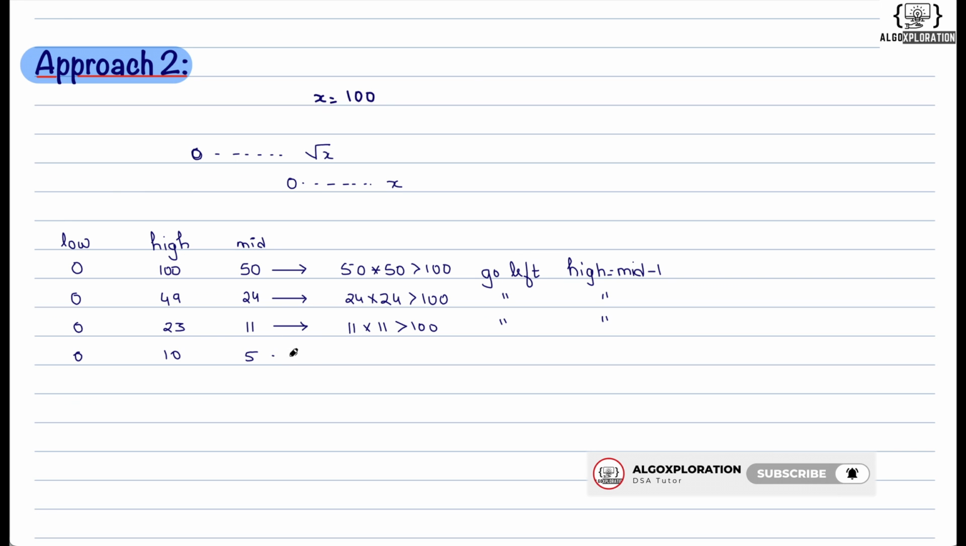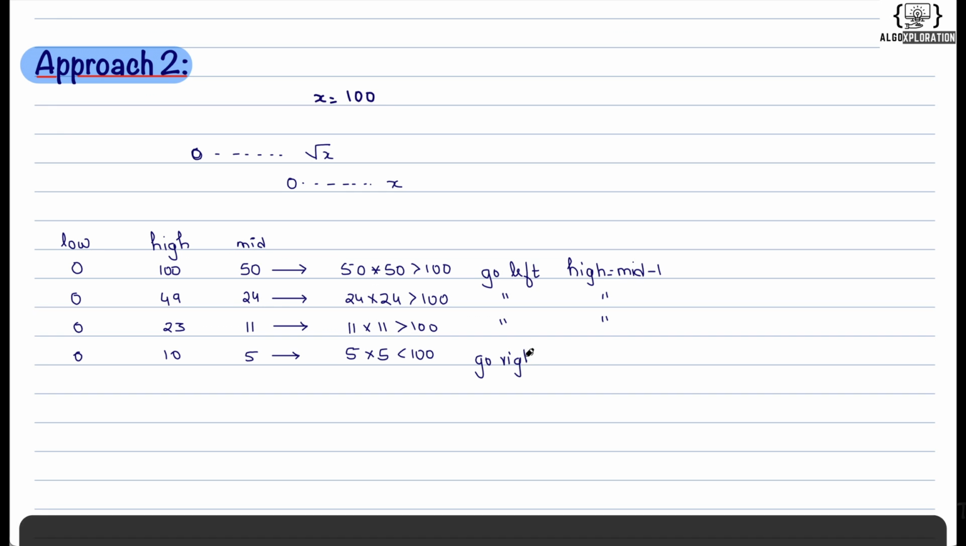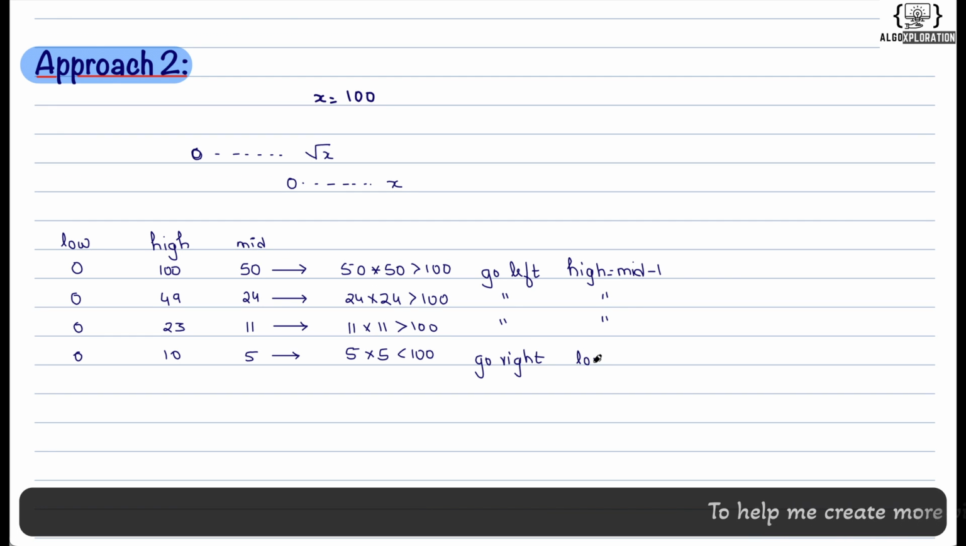right? Now if I find the square of 5, it will be lesser than 100. Okay, so since it is lesser than 100, obviously from 0 to 5 the square root of 100 is not present. Obviously it will be present from 5 to 10, or let's say 6 to 10. Okay, so I have to go on the right hand side. So go right. And how can we do that? By doing low is equals to mid plus 1.